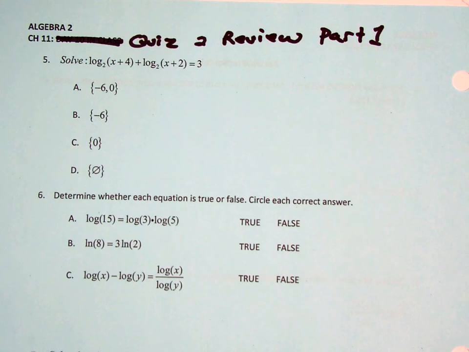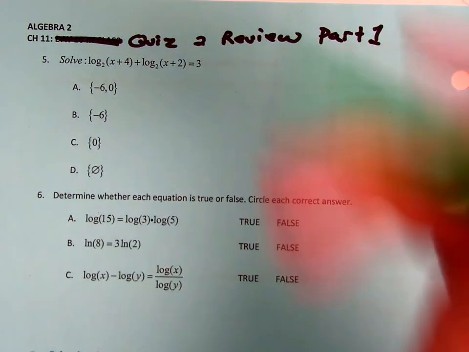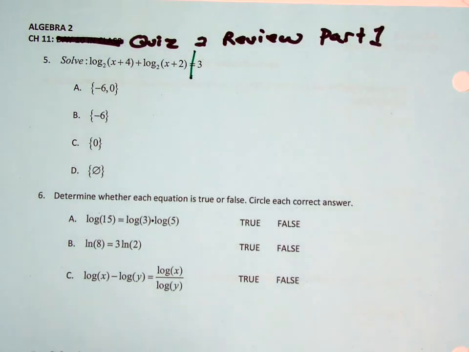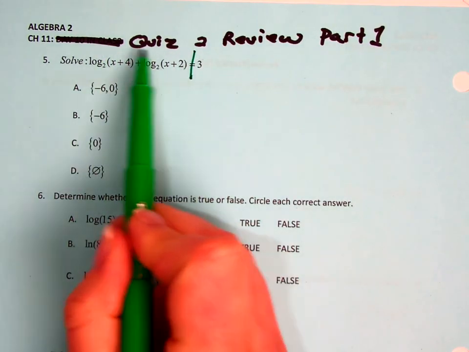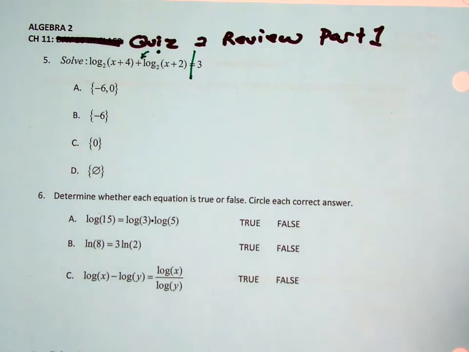All right, so this is the back side of the Quiz 2 review from Chapter 11, Part 1. So we're trying to solve this logarithmic equation. The issue is we don't have logs on both sides of the equation, right? So that means that we need to combine our logs together so we can create one log on this side. Since there's addition between them, that really means that we're supposed to multiply.